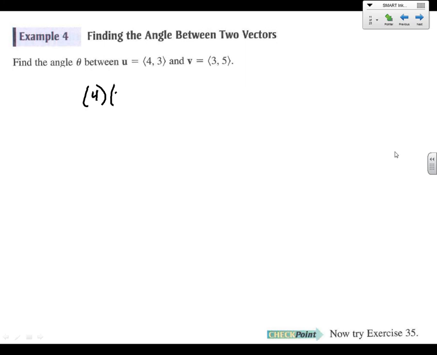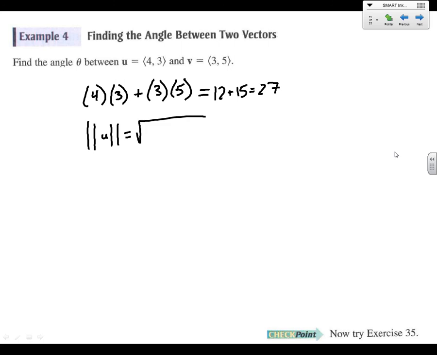4 from the u, 3 from the v, 3 from the u, 5 from the v. Okay? And so that's going to equal 12 plus 15, which is 27. We also need the magnitude of u, which is the square root of 4 squared plus 3 squared. This is a 3, 4, 5 right triangle.